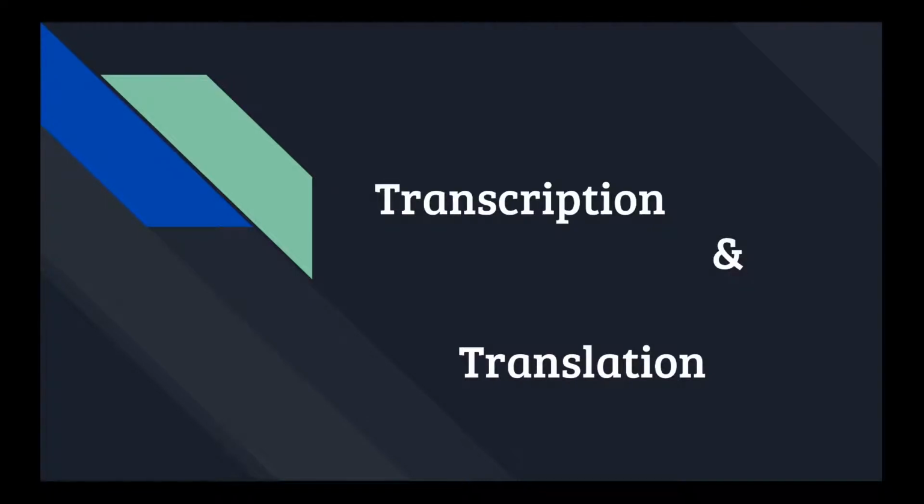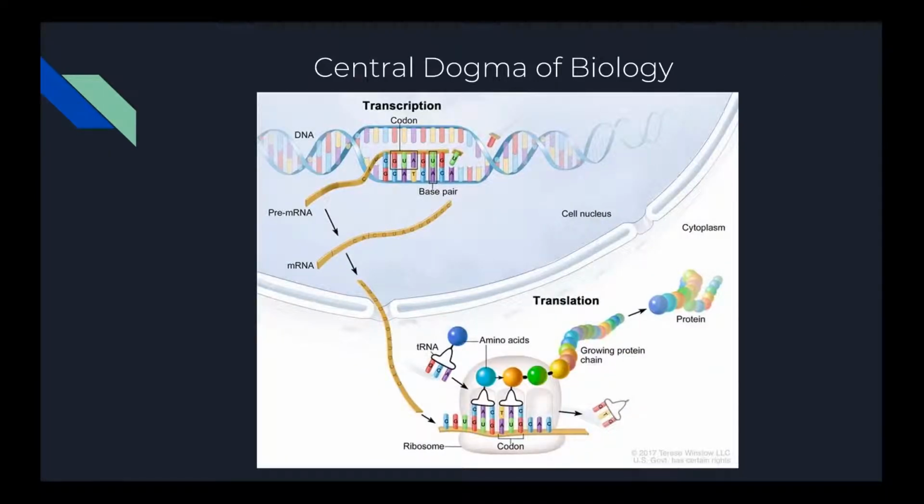Today we'll be going over transcription and translation. We'll first begin by going over the central dogma of biology, in which we take DNA from the nucleus, we transcribe it into RNA or mRNA, which is then sent out of the nucleus, and it undergoes translation via a ribosome.